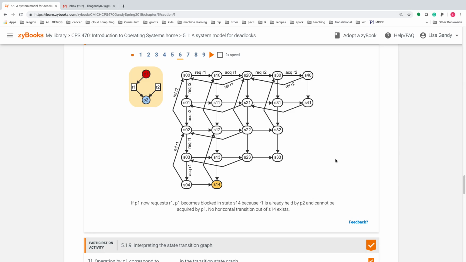So that's kind of nice too. You can look at this graph and see what behavior leads to what, what behavior leads to blocks, resource blocks, and what behavior leads to deadlocks.